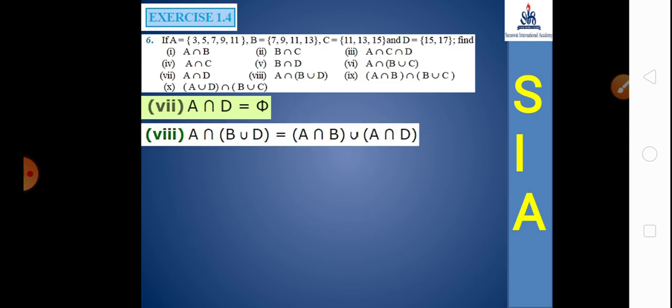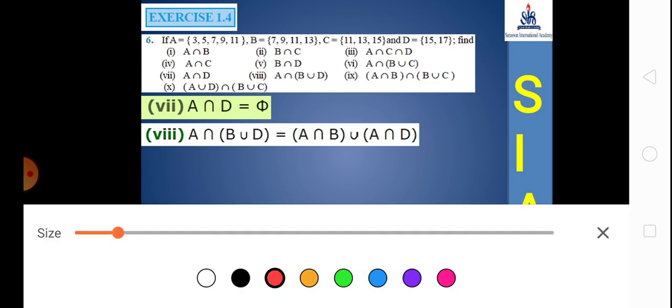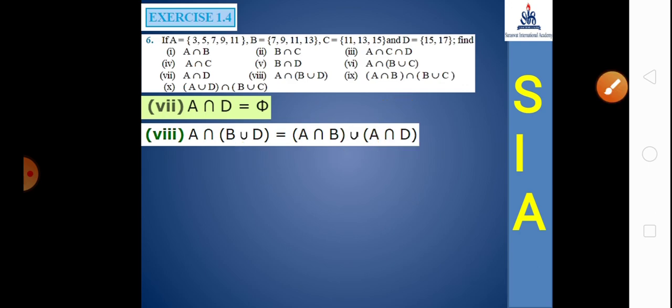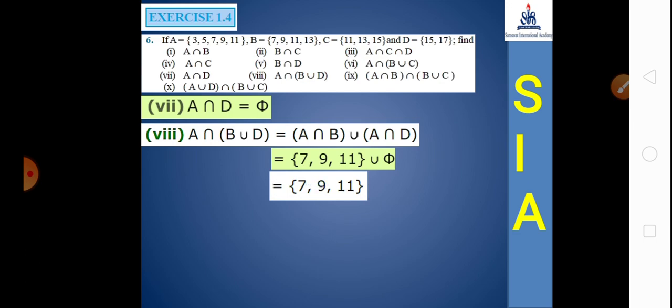Now, eighth one. A intersection B union D. So apply the distributive rule again. A intersection B and A intersection D. So these are our distributive rule, students. Multiply this inside. First of all, I carry forward A intersection B value, 7, 9, 11, and A intersection D is null set. Null set union any set, that's called 7, 9, 11. Very easy to understand. Continue. Ninth one.